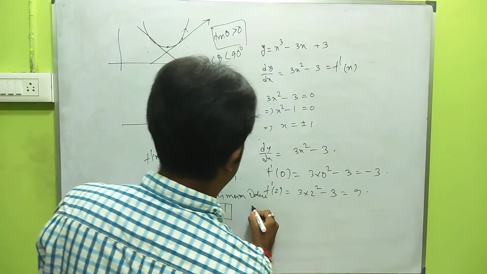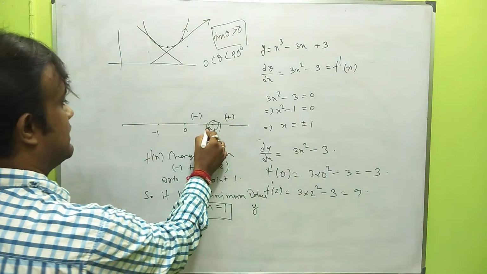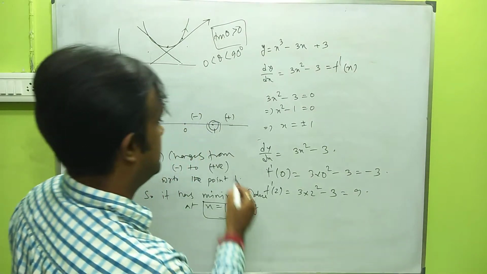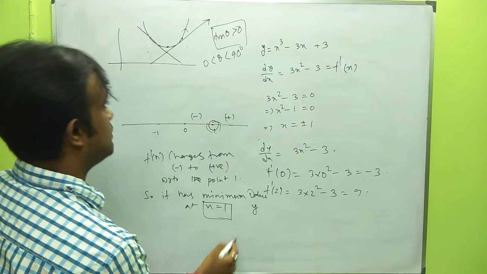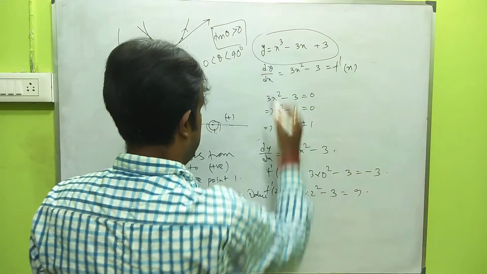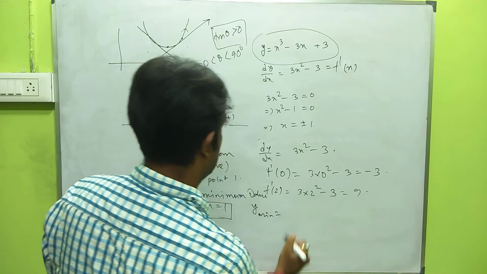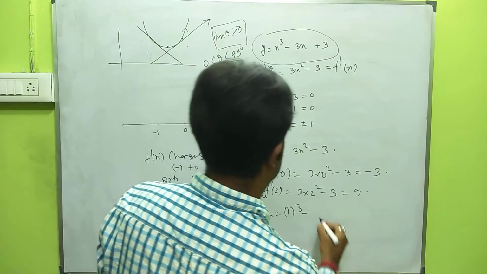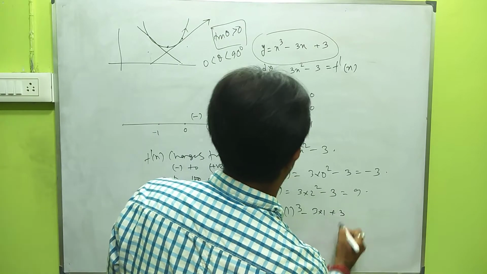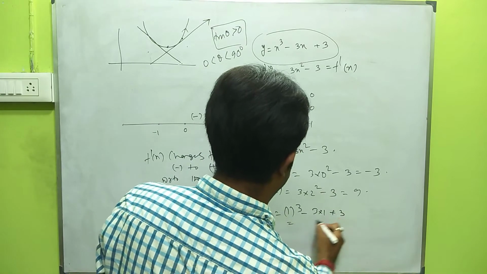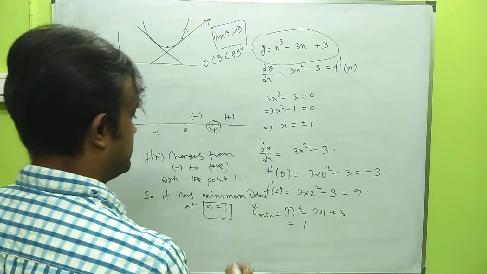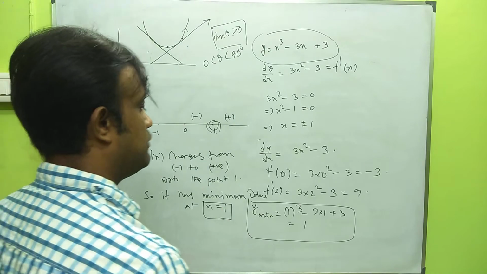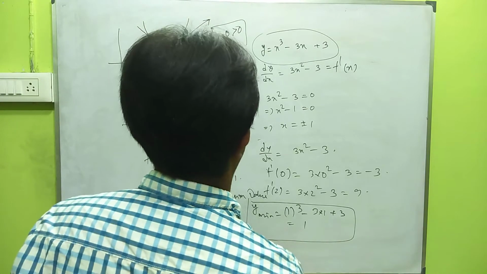So what will be the minimum value of this function? We get at this point 1 the minimum value of this function. So y min will be 1 cube minus 3 into 1 plus 3, that is 1. So the minimum value of the function is 1.